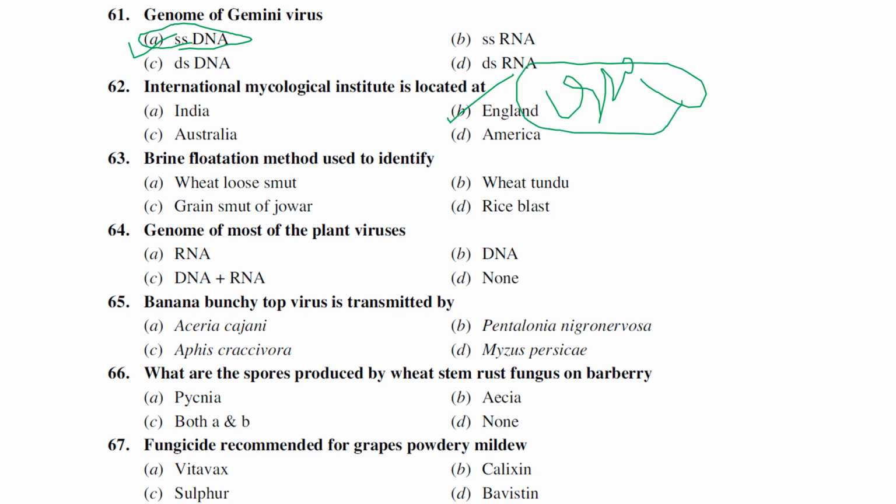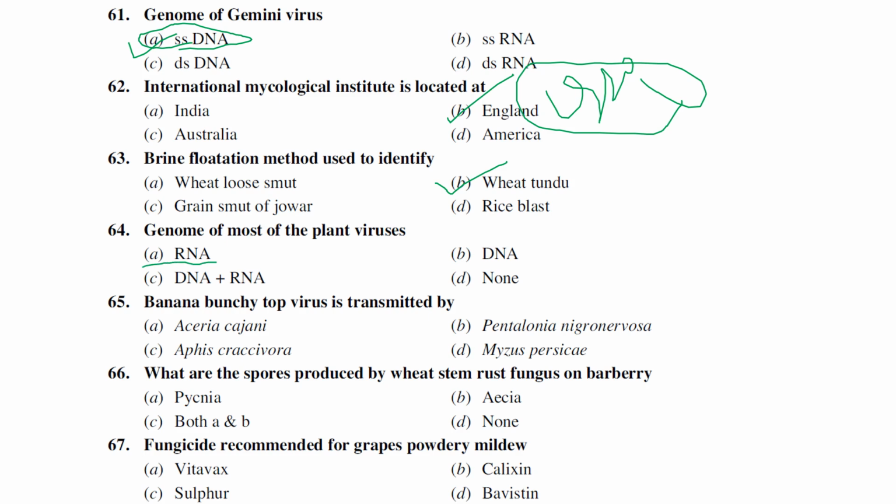The brine flotation method is used to identify wheat loose smut, wheat tundu disease, grain smut of Java, rice blast. I think wheat tundu disease. For the identification of wheat tundu disease, we can use this technique called brine flotation. Just the infected grains normally float on the solution. That's it.